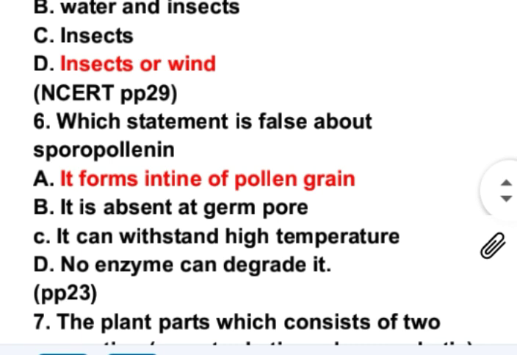Next is, which statement is false about sporopollenin? We have been given 4 statements. First is, it forms intine of the pollen grain. This is wrong because sporopollenin forms the exine of the pollen grain and not the intine. Next is, it is absent at germ pore. Yes, this is correct. Next is, it can withstand high temperature. Yes, this is correct. Next is, no enzyme can degrade it. Yes, this is absolutely correct. So the only wrong statement is A.